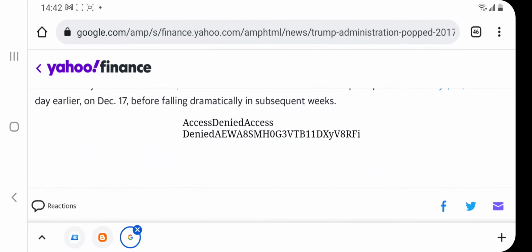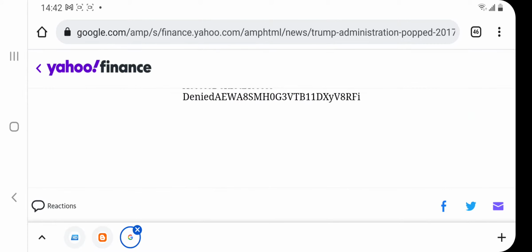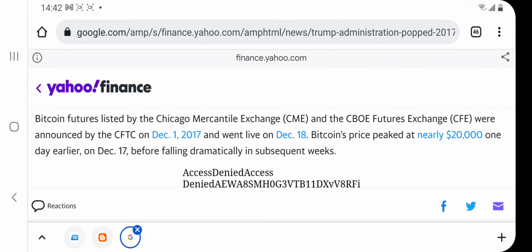But most importantly, if you read this, Bitcoin futures listed by the Chicago Mercantile Exchange and the CBOE Futures Exchange were announced by the CFTC on December 1st and went live on December 18th. And Bitcoin's price peaked near 20K, as I just said to you guys, one day earlier on December 17th, before falling dramatically in subsequent weeks.